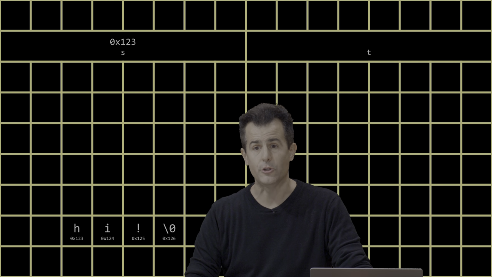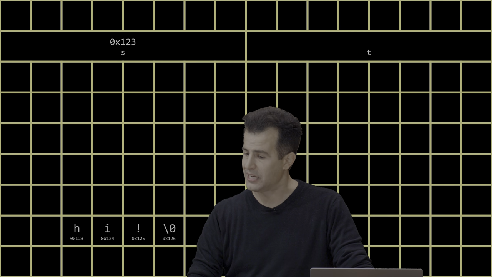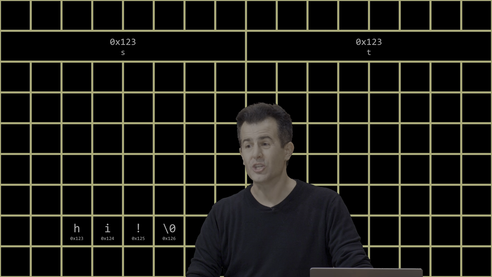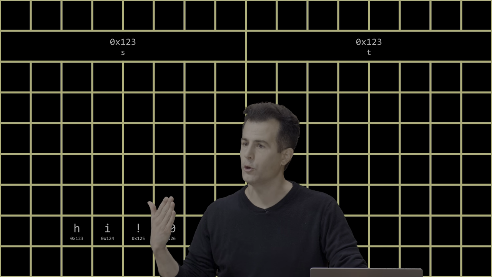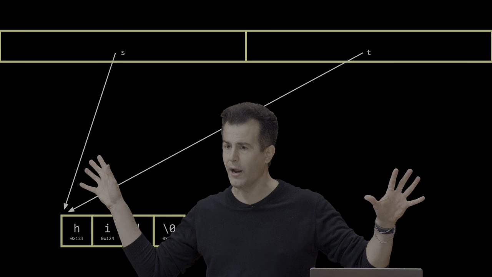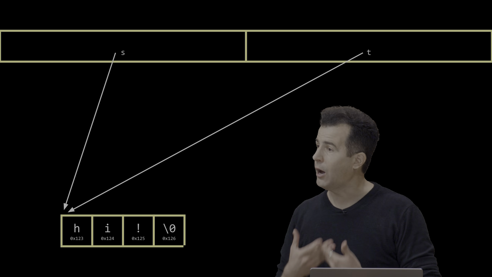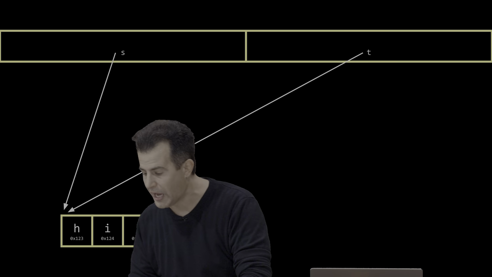When I declare t, I do get a second variable called t, just like before. But when I copy s into t, what happens? It's really just literally 0x123. Whatever the value of s is now also the value of t. And so if we abstract this away at a high level, get rid of all of those extra squares, this is what s and t now are. They're indeed copies, but copies of each other, not copies of the underlying characters.